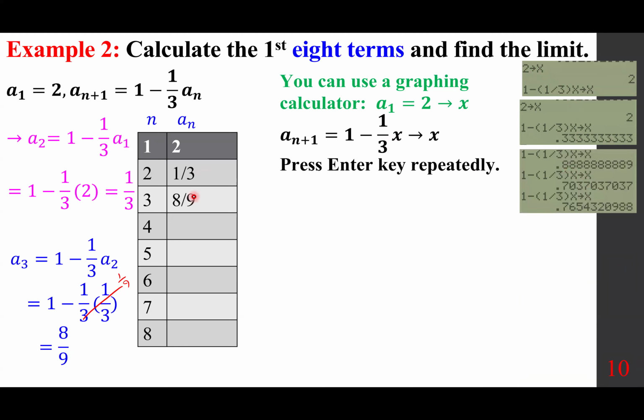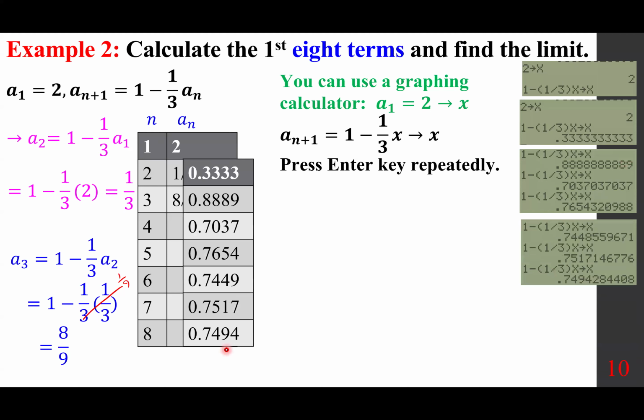8 over 9 is 0.8888, and anytime you stop, you have to change it to 9, and now the rest, and you can put them here. Now, this should indicate the sequence converges to 0.75. If you have doubts, you can do a couple more, and at some point it practically stops.